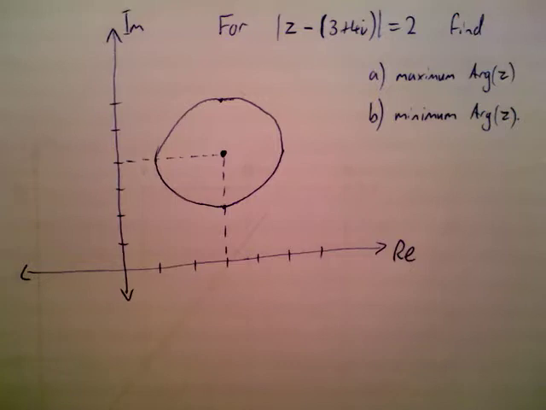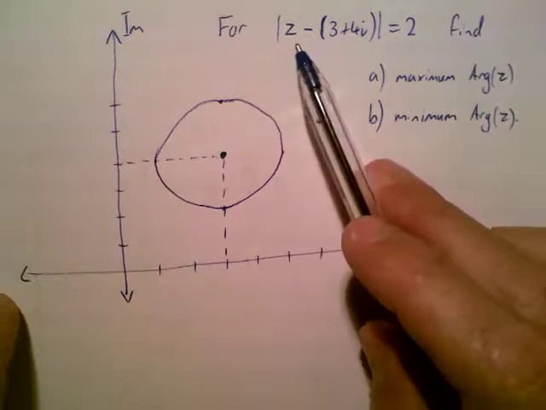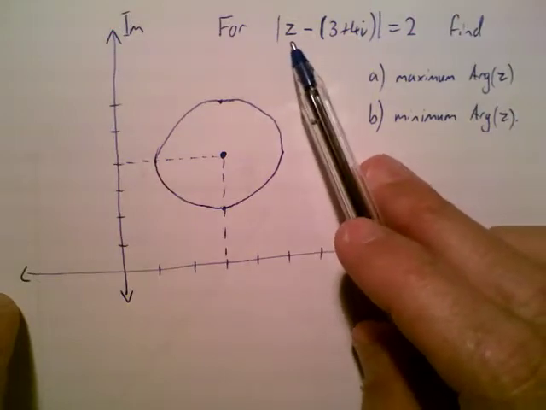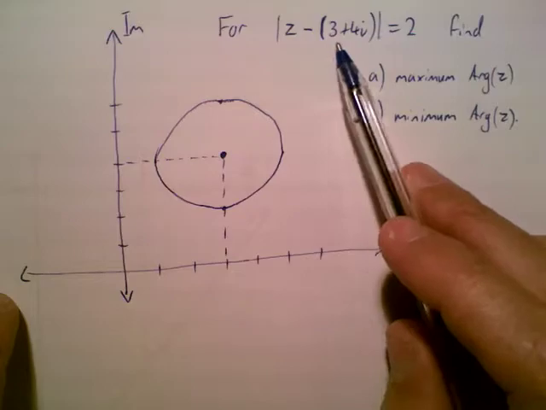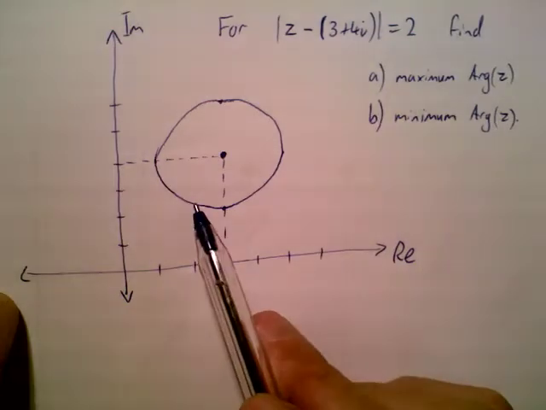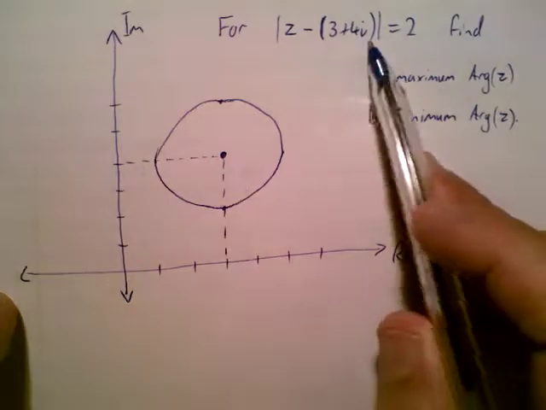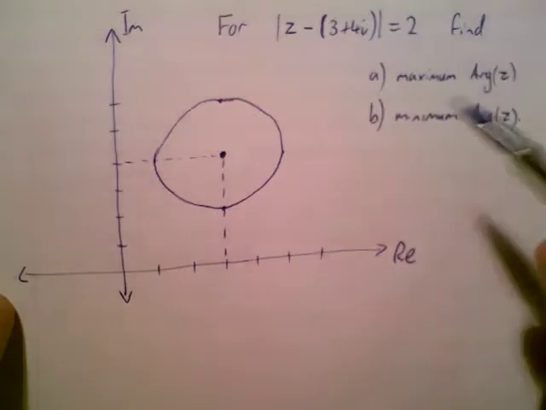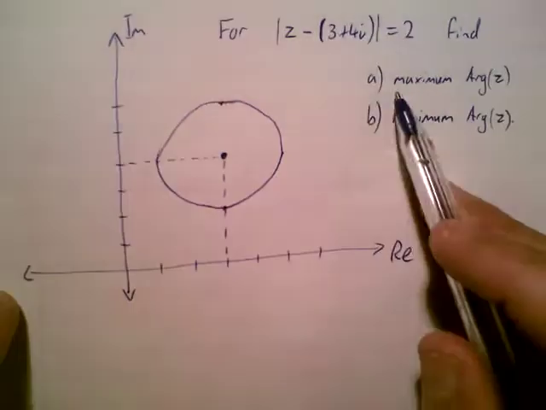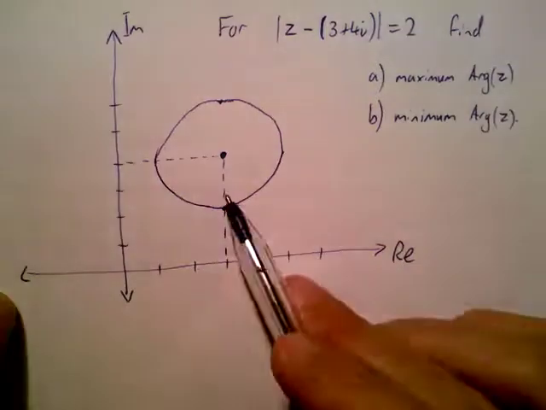Okay, this question we have a complex equation here describing a circle. So the magnitude of z take 3 plus 4i is equal to 2. So basically it's a circle with the centre here at 3 plus 4i and the radius is equal to 2. So first we want to find the maximum argument of z, the complex number z described by this circle here.